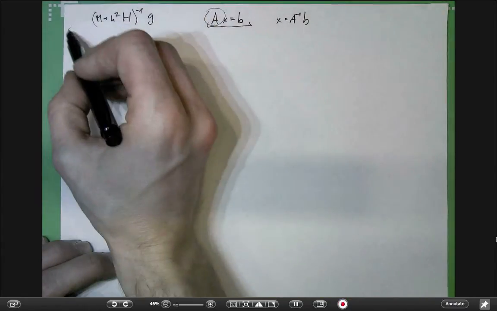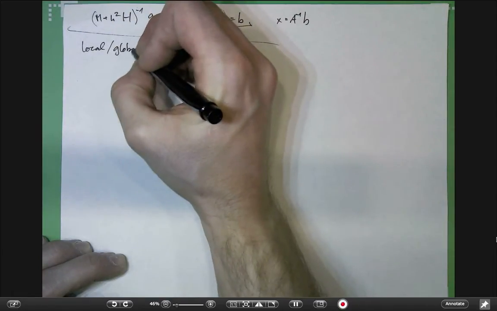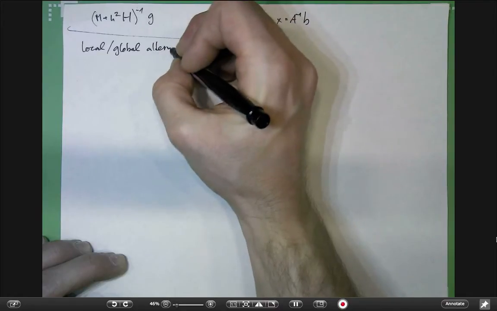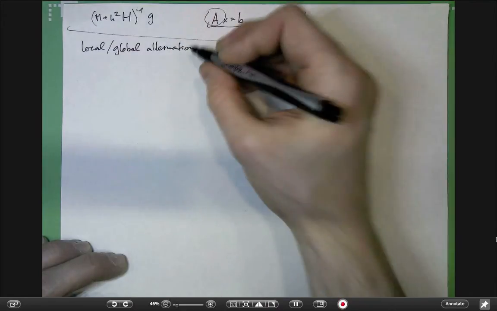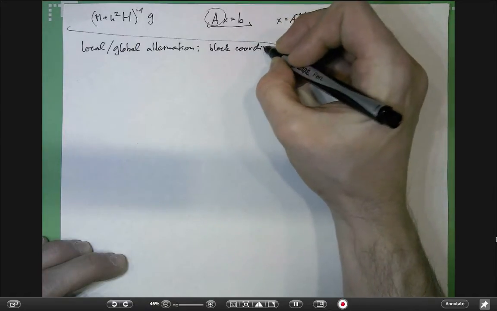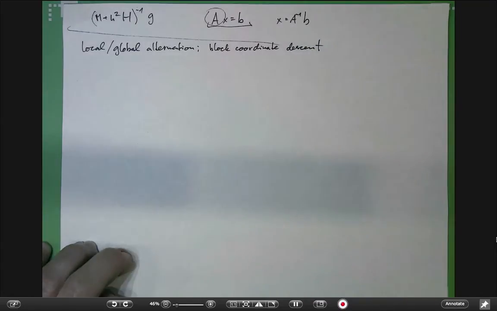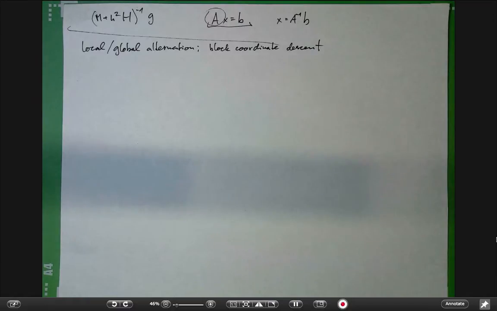So the idea we had was to apply a technique which is called local global alternation. Sometimes it's also called block coordinate descent, which is basically a different type of optimization strategy. And there is a little trick to applying it. The trick is that to be able to apply this different strategy, we need to first introduce some auxiliary variables to our optimization problem.